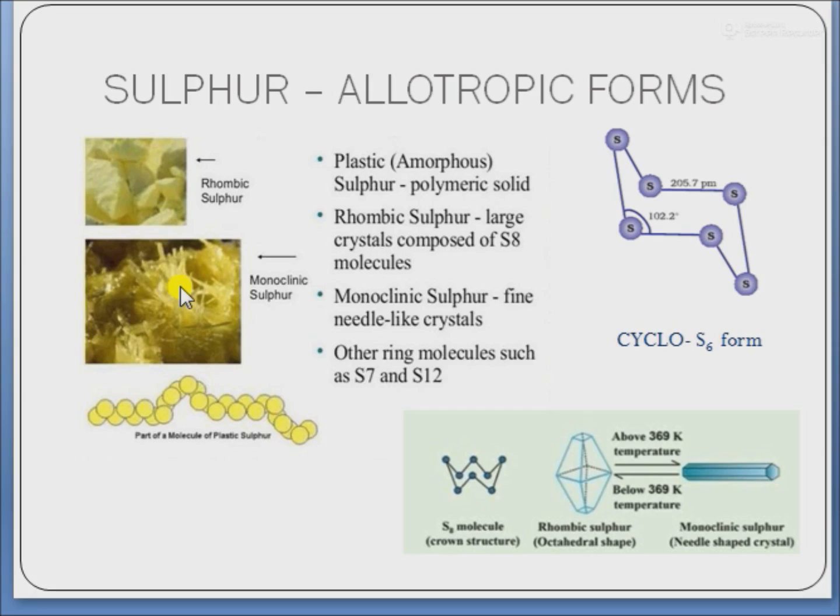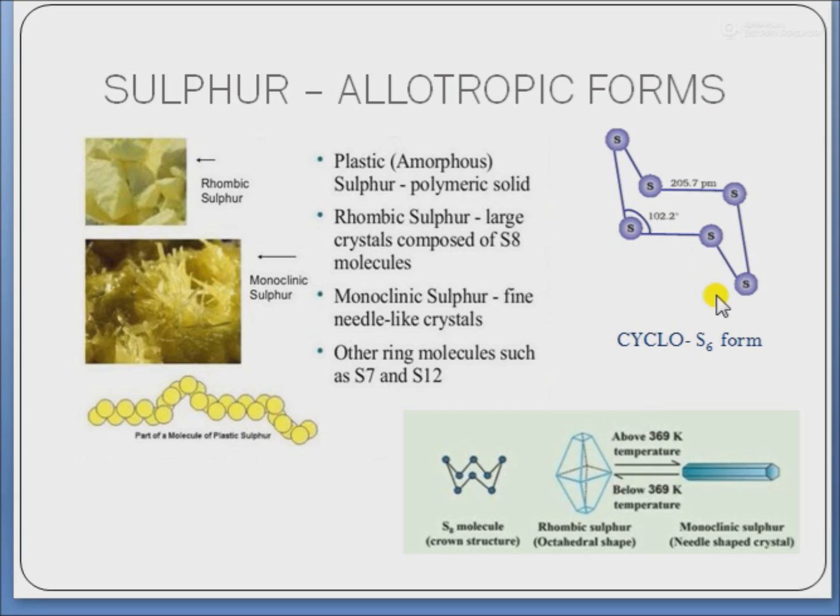It is dull yellow in color and is soluble in carbon disulfide but insoluble in water. Its density is 1.98 gram per cc and it melts at 393 Kelvin. It is stable only above 369 Kelvin, and below this it changes to the rhombic sulfur of octahedral shape. It means 369 is the transition temperature for sulfur.